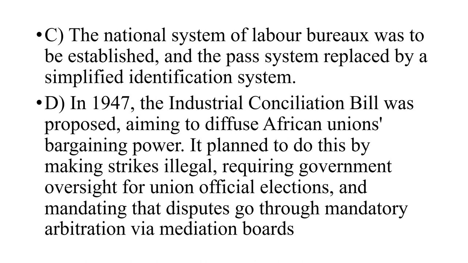It planned to do this by making strikes illegal, requiring government oversight for union official elections, and mandating that disputes go through mandatory arbitration via mediation boards. However, when the National Party took over in 1948, the Industrial Conciliation Bill was shelved and it was never introduced in Parliament. Instead, the National Party started a more assertive campaign, to augment and revamp control over the labor movement. So they completely denied any recognition to African unions, as such acknowledgement would mean accepting urban rights, a concept they firmly rejected.